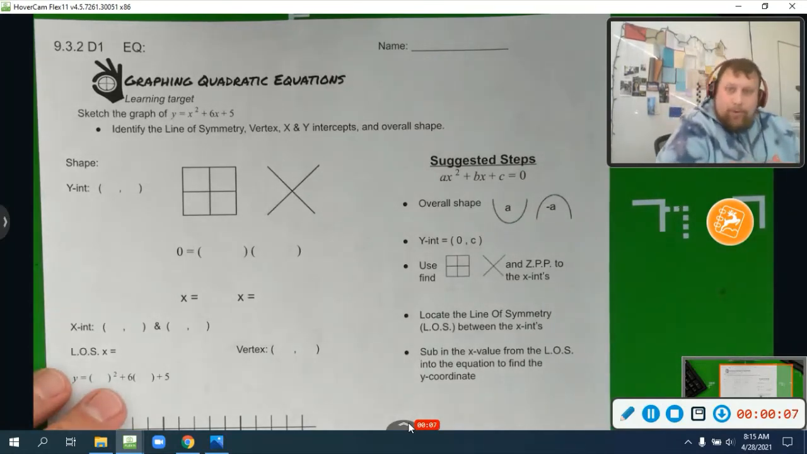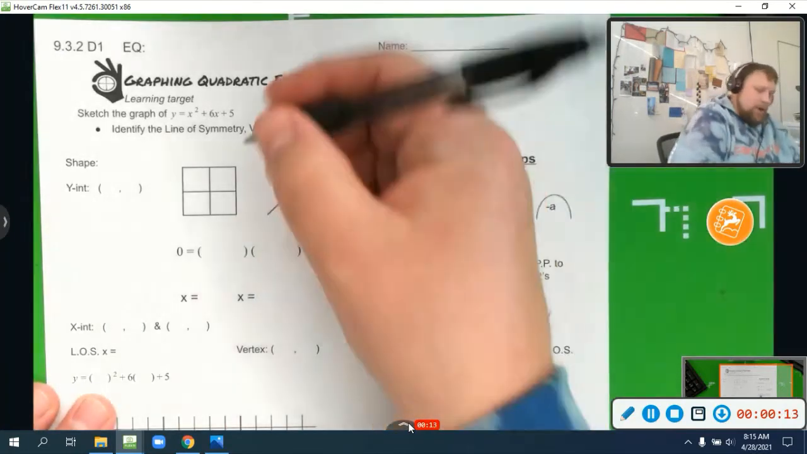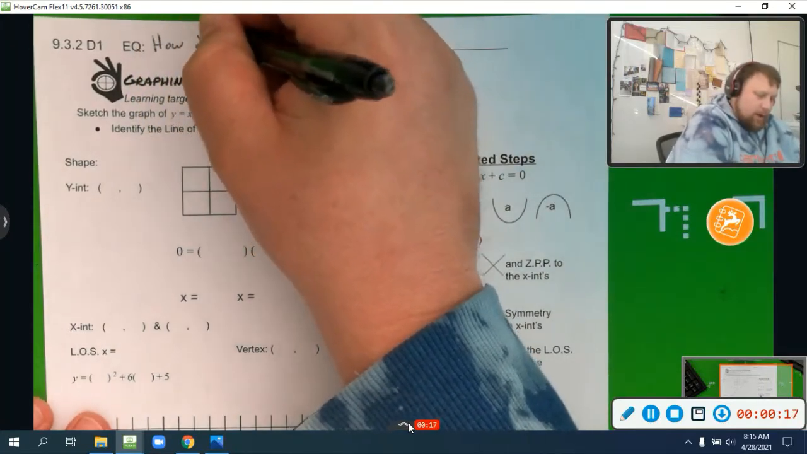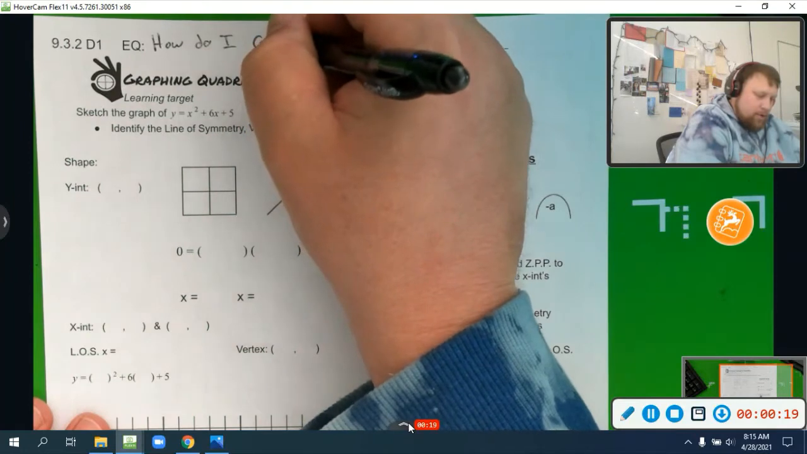This is 9.3.2, day 1. Whoa, 2 days of awesome are coming up. And what is our EQ today? It's how do I graph a quadratic equation? How do I graph a quadratic equation?